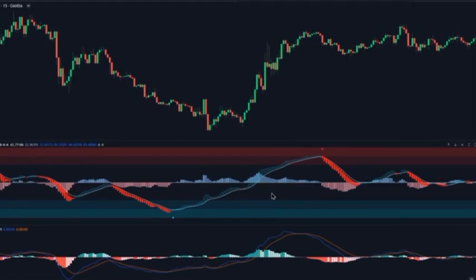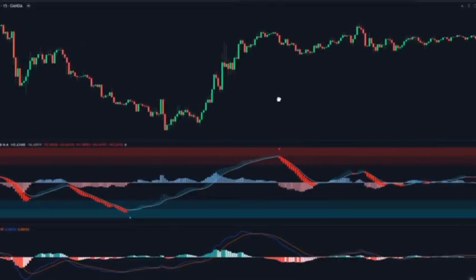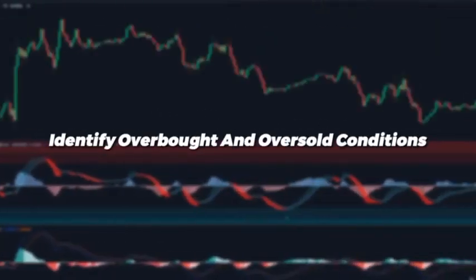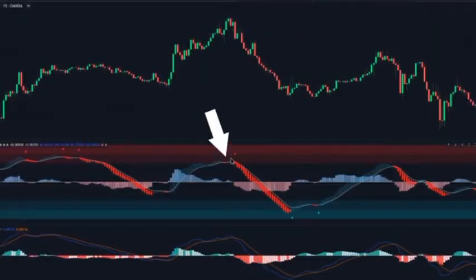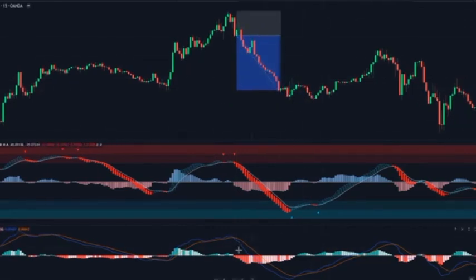Now, as opposed to the traditional MACD, the standardized MACD also includes horizontal levels at the 100 mark and the minus 100 mark to serve as the upper and lower extremities for this indicator's analysis. This basically gives the standardized MACD the ability to be used to identify overbought and oversold conditions in the market. As you can see, right here, when the MACD line entered into the overbought level, a red downward arrow was printed, indicating a potential entry point for a short position, something that wouldn't have been available on the traditional MACD.